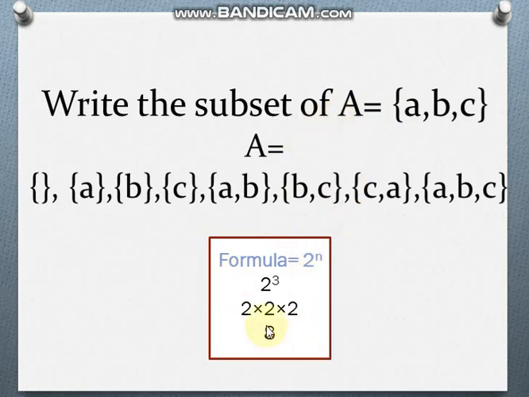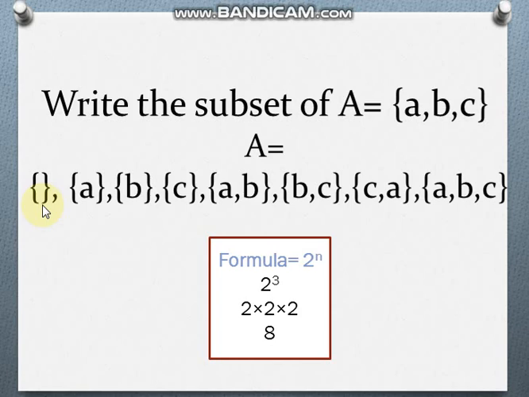Here is a short formula, a short tip to check the answers: 2^n, where n means the number of elements. How many elements are in the question? 1, 2 and 3, so the power will be 3. So 2 cubed is 2 multiplied by 2 multiplied by 2. 2 multiplied by 2 is 4. 4 multiplied by 2 is 8. So in the answer we should have 8 sets.